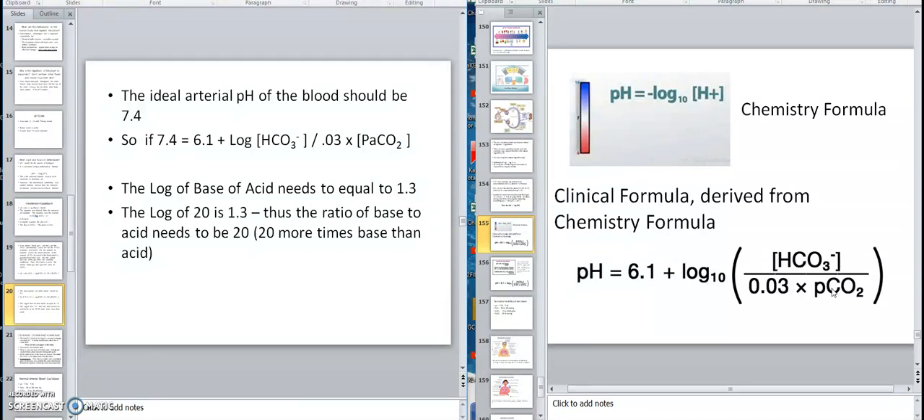Now think about it. If we wanted a pH of 7, what would we need? But blood is a little more basic than water. Where are we coming from here now?